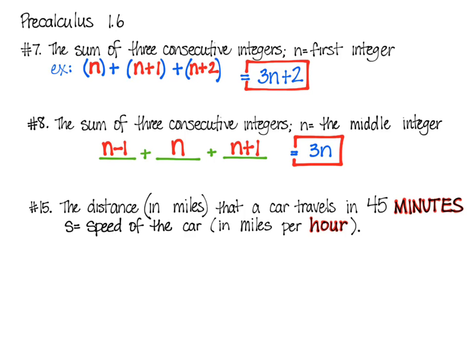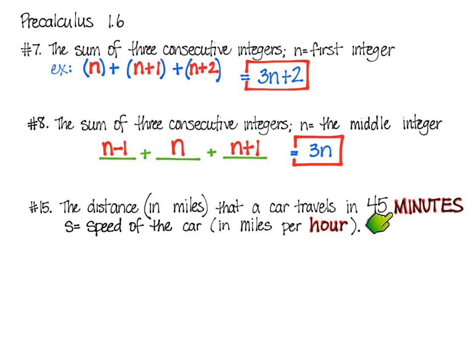The third problem, number 15, says the distance in miles that a car travels in 45 minutes, where s is the speed of the car in miles per hour. And I highlighted those because this is the key in this problem. These units must match. You either have to have your entire problem dealing with minutes, or you have to deal with the whole problem in hours.